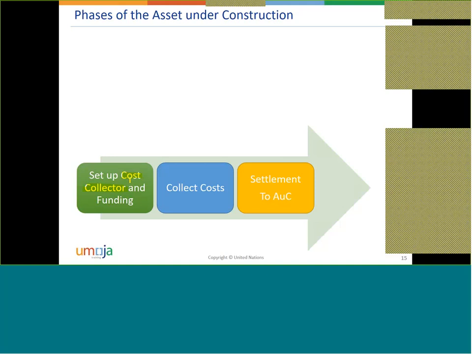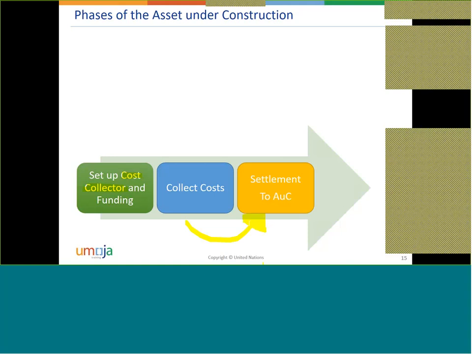So at the end of the month, we will take all these costs that have been incurred monthly, and we will settle them to the AuC. So what we are actually doing is capitalizing the costs that we'll be collecting. What do we mean by capitalizing? So we will remove it from our expense accounts, and we will bring it to the asset account, to the fixed asset account. Okay, is that clear?